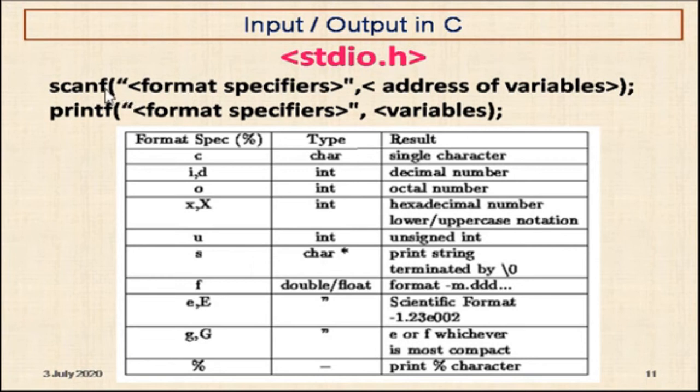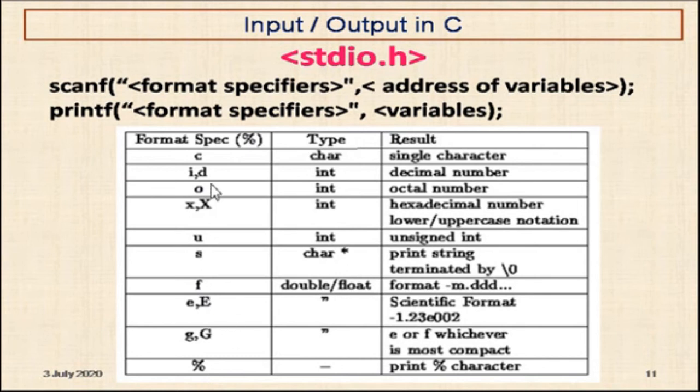within brackets scanf, within brackets two arguments are there. First argument is format specifier, second one is address of variables. Okay, format specifier means in which format the input has to be obtained. So these are all the format specifiers. Format specifier is one which follows the percentage symbol. So percentage C, percentage I, percentage G, and similarly percentage F, and so on.